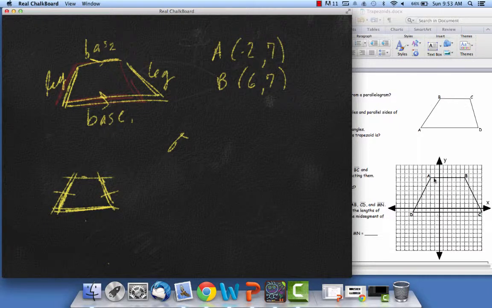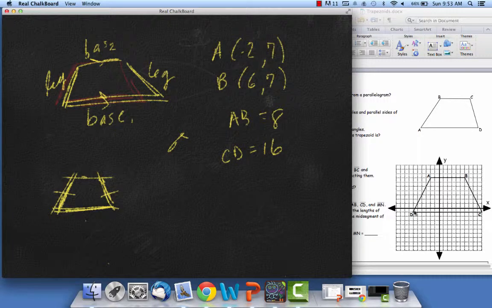CD. So actually, to get these lengths, you know what? I'm wasting time. 1, 2, 3, 4, 5, 6, 7, 8. Since it's just a horizontal line, all we have to do is subtract here. 1, 2, 3, 4, 5, 6, 7, 8, 9, 10, 11, 12, 16.